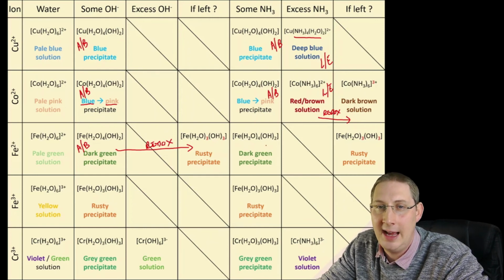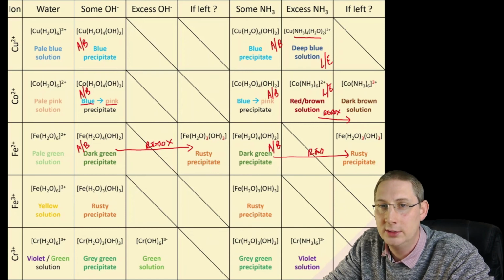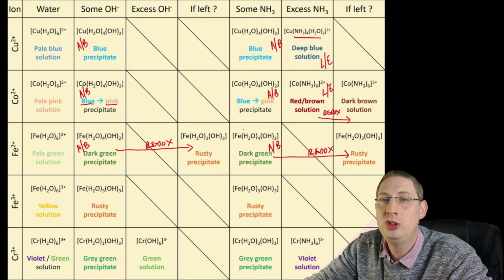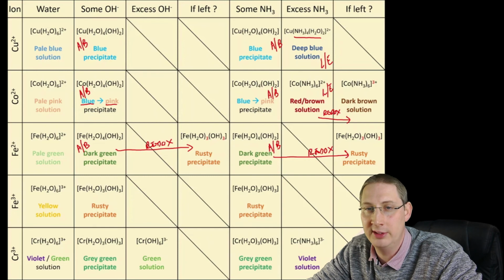The same thing happens with ammonia. You add acid base, and if you leave it, it will oxidize up to iron 3. You don't get ligand exchange with iron 2+ or iron 3+.